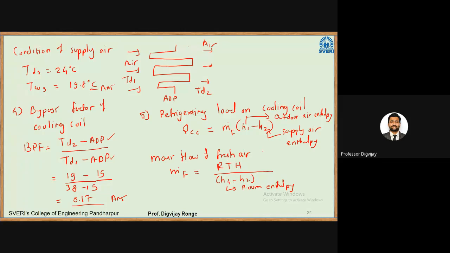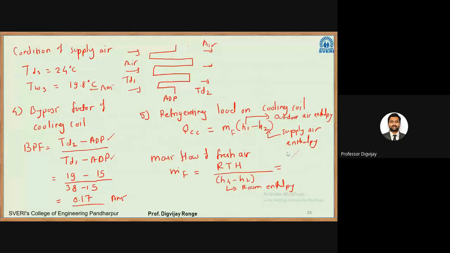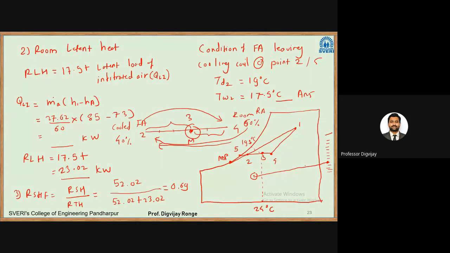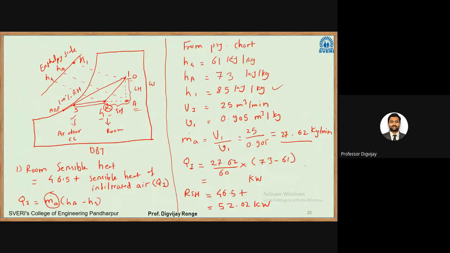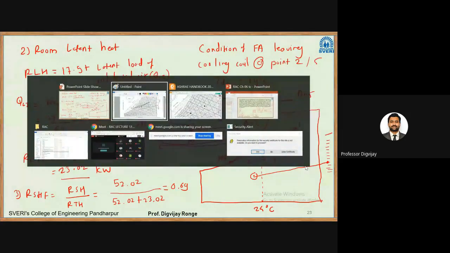We have calculated the room total load, that is RSH plus RLH, 52.02 plus 23.02. This is divided by the difference in enthalpies, H4 and H2, which we have to calculate. H4 we have calculated as 61. Now the enthalpy at point H2 remains to be calculated, so quickly we'll calculate that enthalpy also.